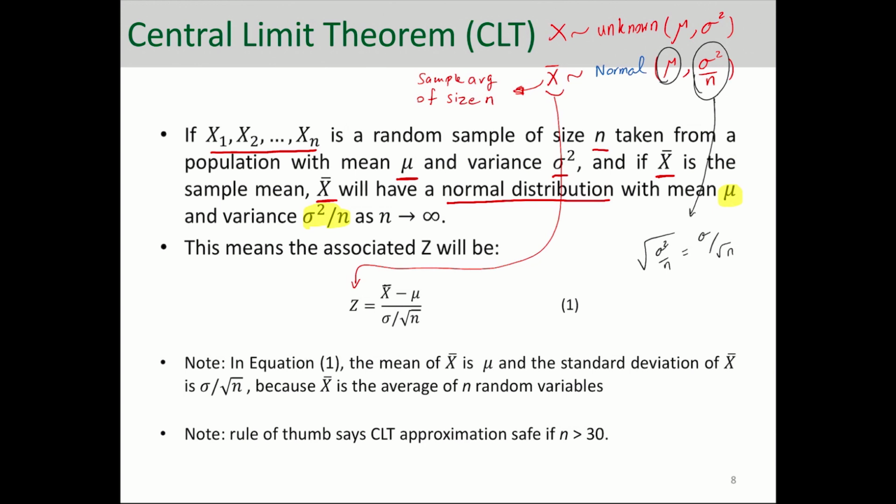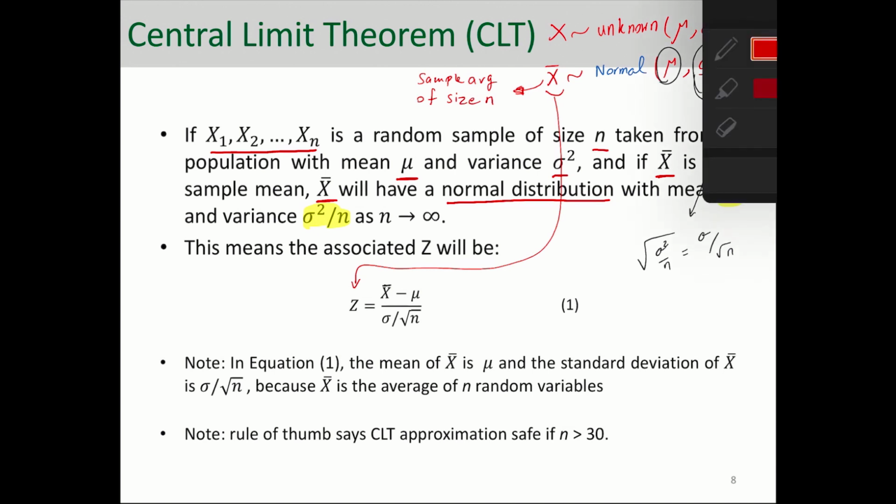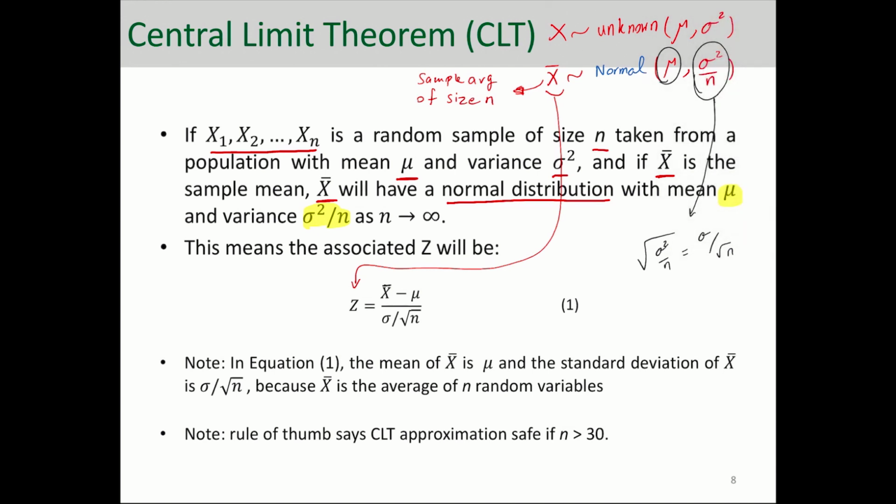And this is true if your n is sufficiently large. This is the underlying assumption. And a rule of thumb for sufficiently large n is n greater than 30. So if your sample size is greater than 30, then your x bar is going to have a normal distribution.